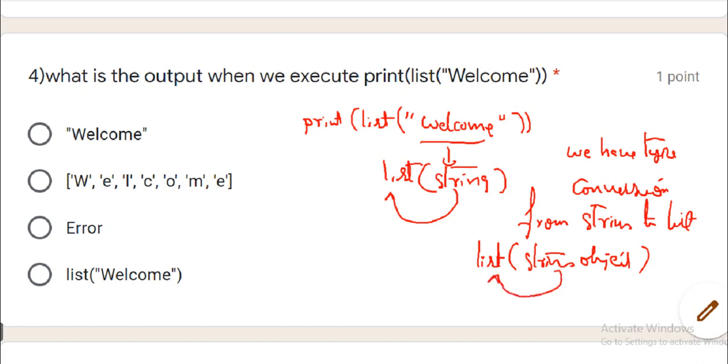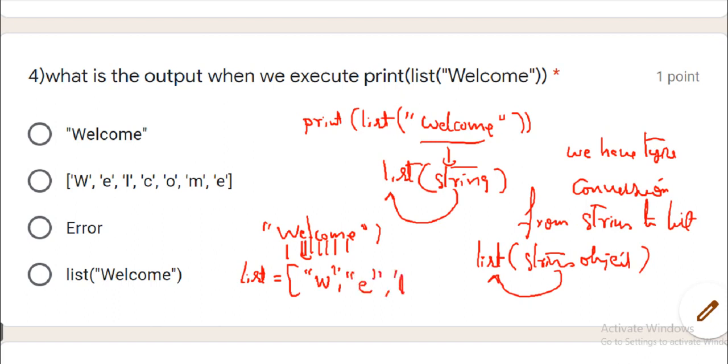How will it be converted? Here the string is welcome. When you convert this into a list object, the list will appear like this. It takes each individual character from the string and appends it to the list. W is one character in the list, E is another, L is another, C is another, O is another, M and E.